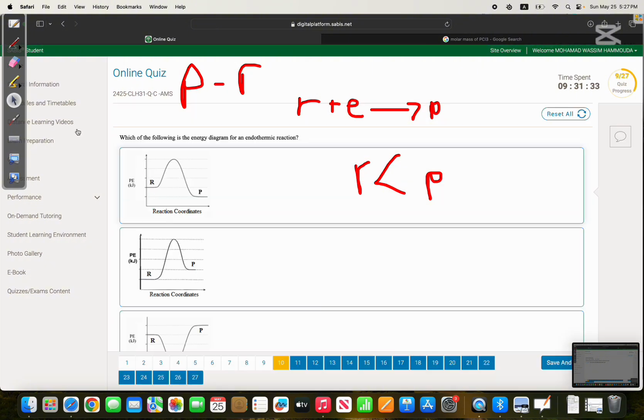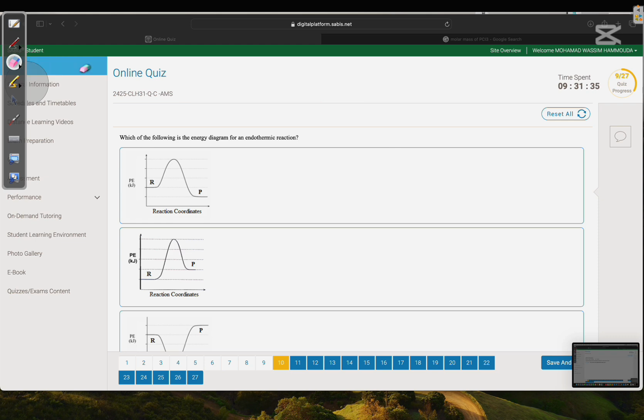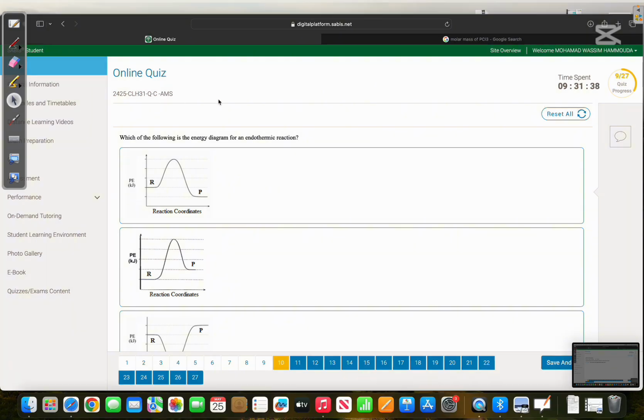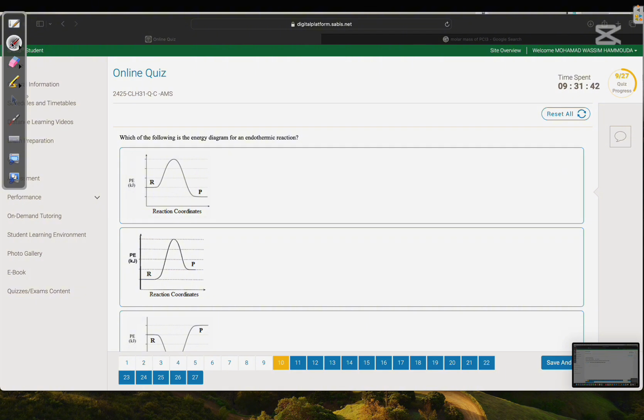Number 10. Which of the following is the energy diagram for an endothermic reaction? Look, so an endothermic reaction is when energy is absorbed. As we said, it goes from the reactants having less energy to the products having a higher energy. So it's going to be something like this.